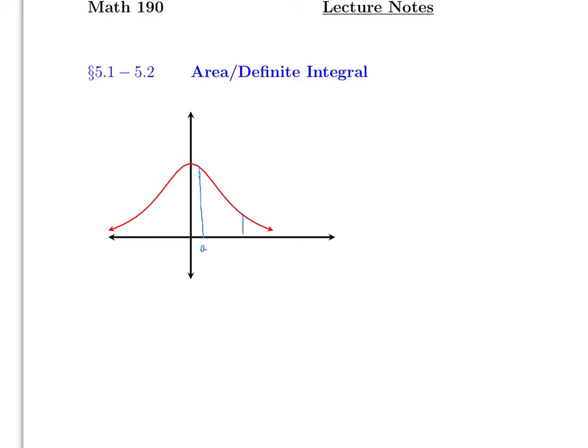between A, let's say, and B. So you wanted to find this area, okay? And you want to find the exact, precise area. So remember from basic geometry, you can find the area of squares, triangles, rectangles, circles, and so forth, which are regular shapes.